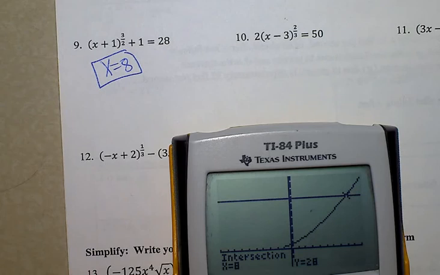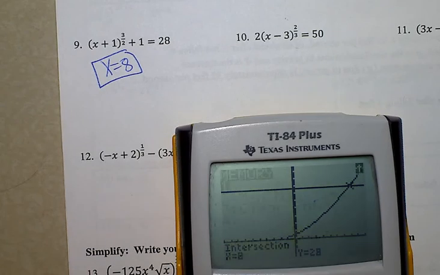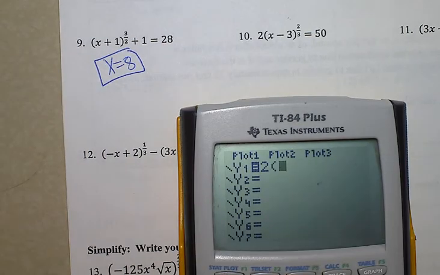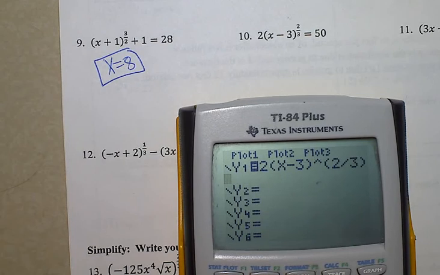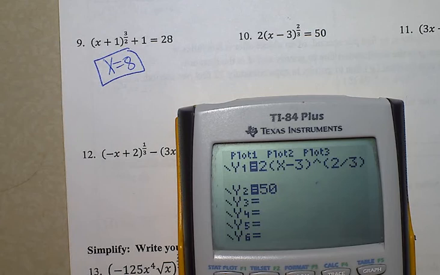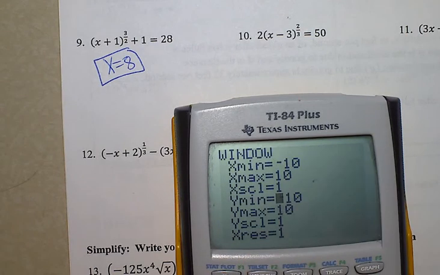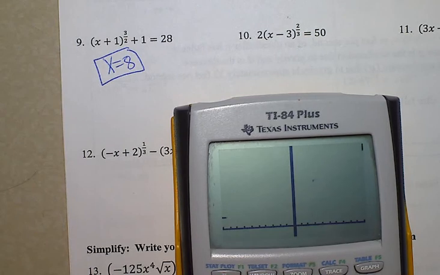Moving on to number 10. First, remember to clear your calculator. Okay, so remember, we are going to take this and have a horizontal asymptote at y equals 50. So I'm going to go to the window and already change the y to go above that 50 so I can see both functions.